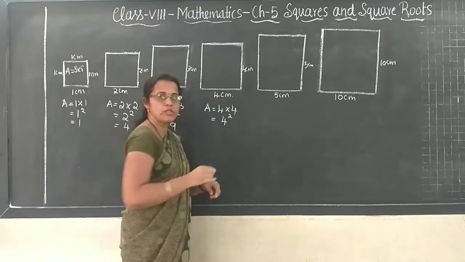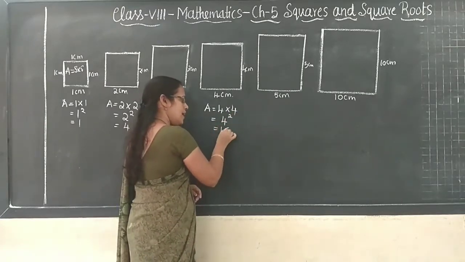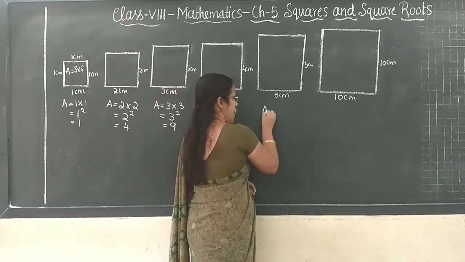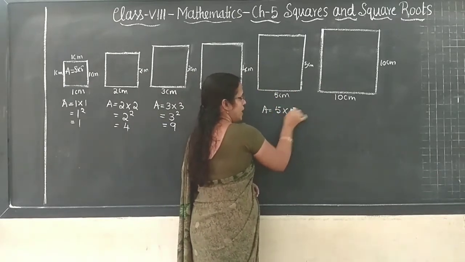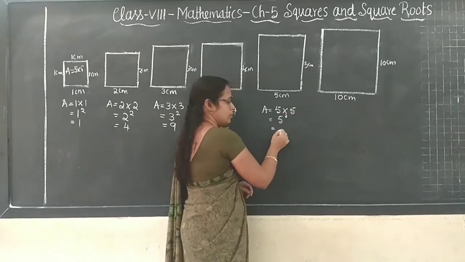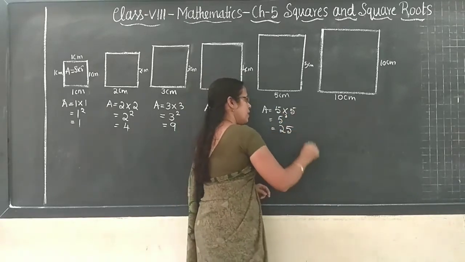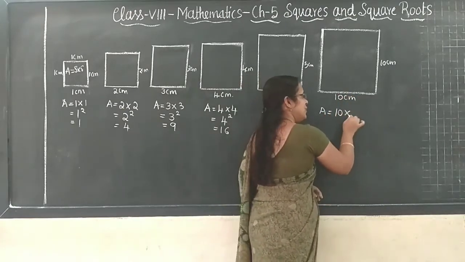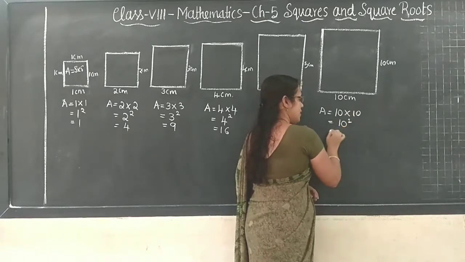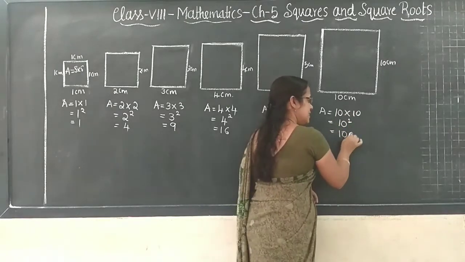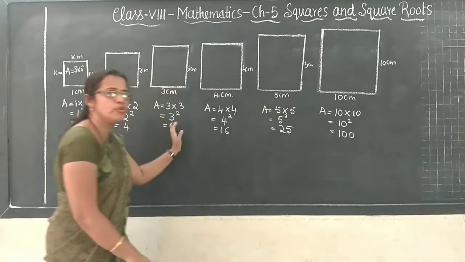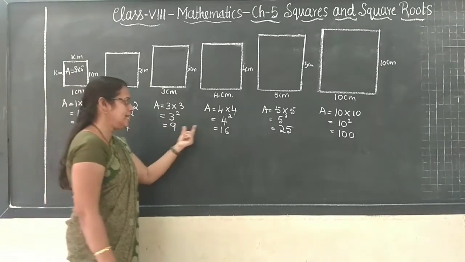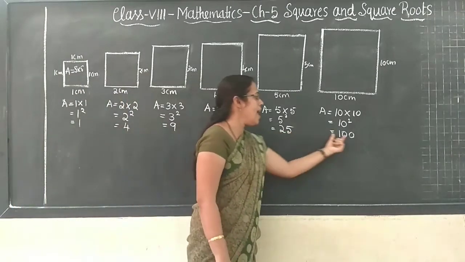4 fours are 16. Yes, children. Then here area is equal to 5 into 5. 5 5s are 25. Okay, so now area is equal to 10 into 10. 10 square. 10 tens are 100. So here you can also see some numbers, children: 1, 4, 9, 16, 25, 100.